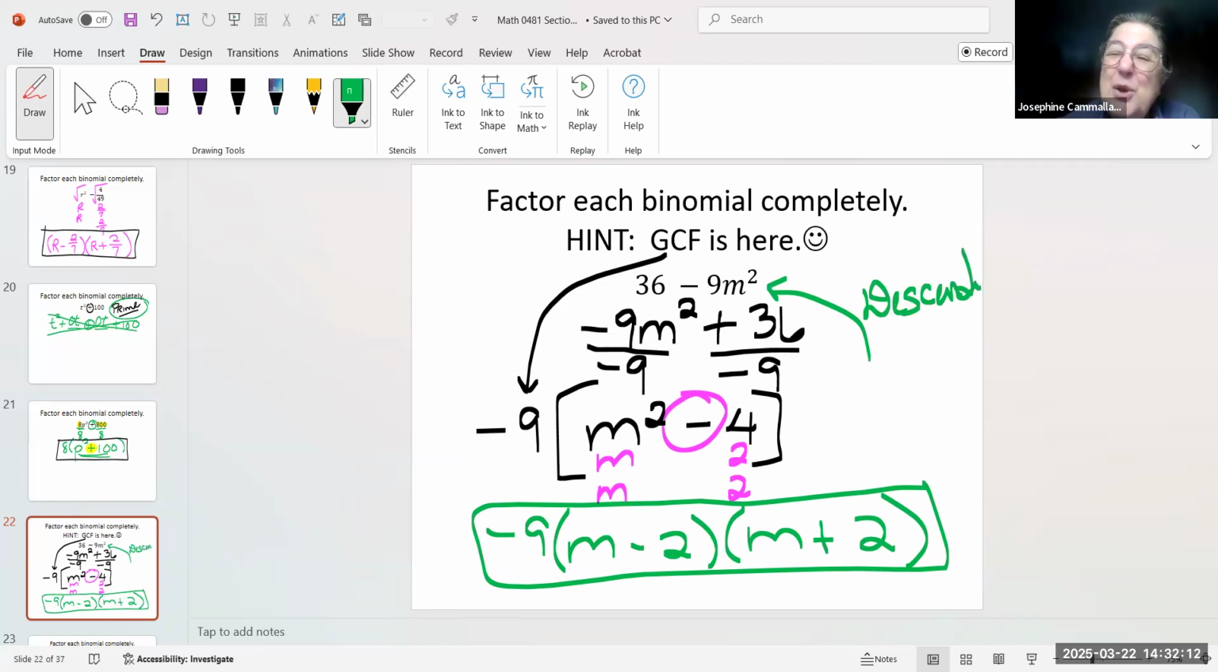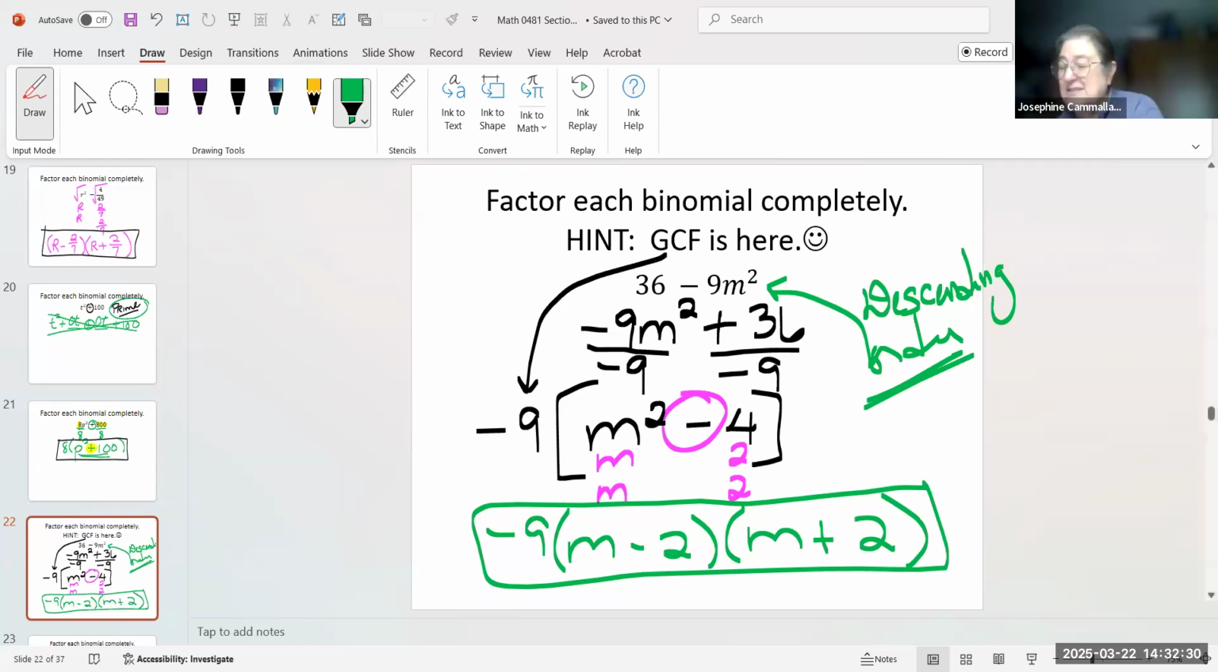Descending order. Gotta have descending order here. And because the first term is negative, I've got to take out a GCF that's negative. Huh?